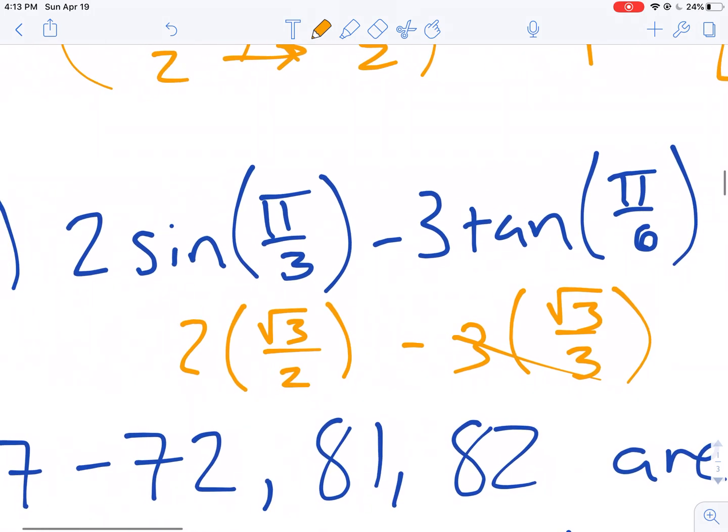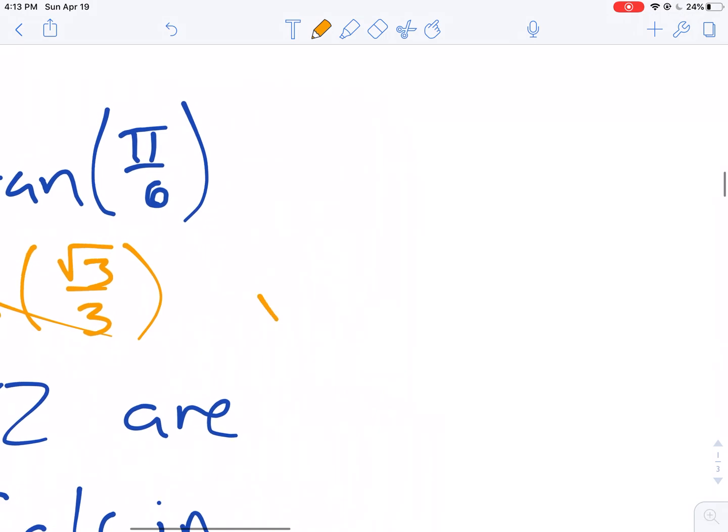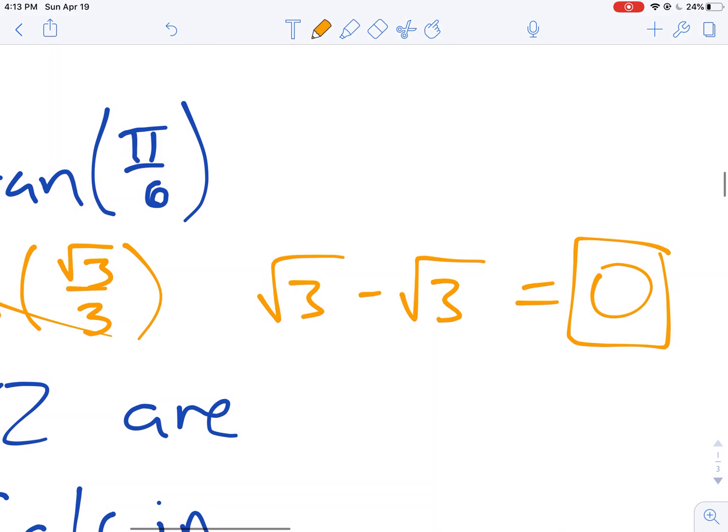That's going to reduce. Those 3's are going to reduce. Those 2's are going to reduce. I'm going to have the square root of 3 minus the square root of 3, and I'm going to be left with the 0. So my answer there is going to be 0.